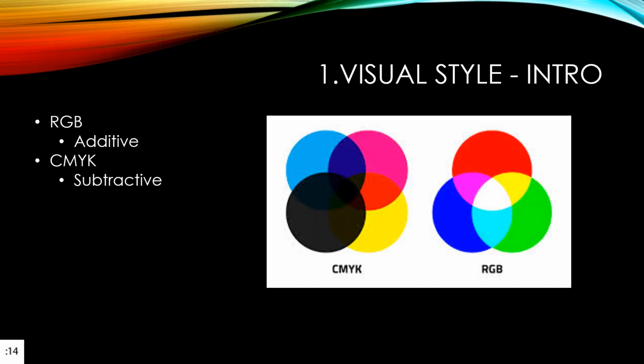The first thing that we learned in this class was RGB and CMYK colors, with RGB being additive to white and CMYK being subtractive to black. These are used for different types of designs and are very efficient in what they do.